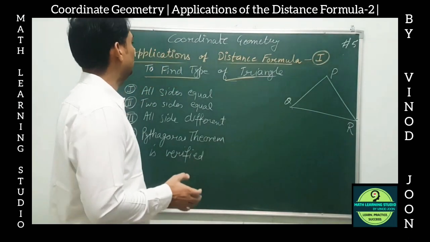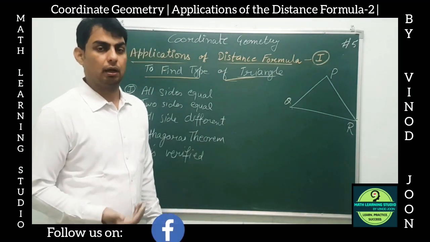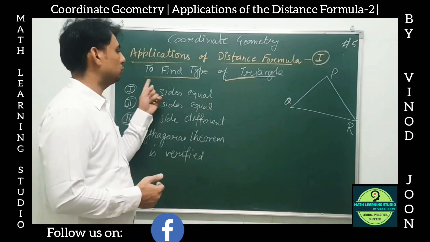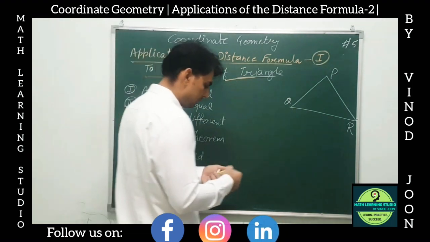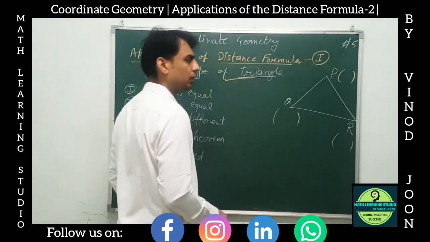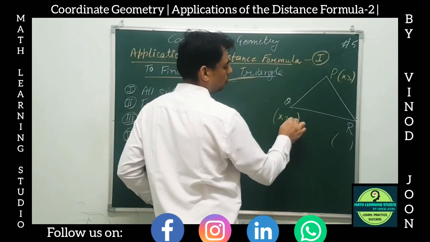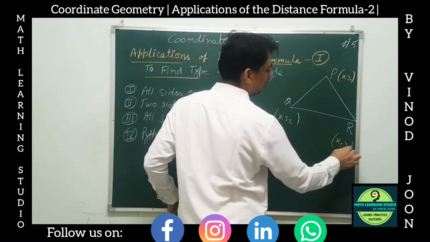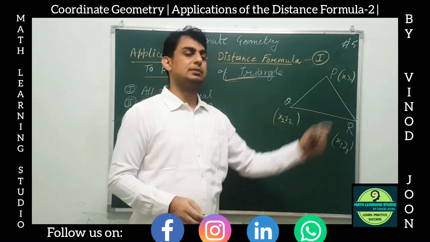Now we will take on the applications of distance formula in identifying the type of triangle. How do we apply that formula to find what type of triangle is a triangle whose three vertices, or the coordinates of three vertices, will be given? Okay, so we can again say it is x1 y1, it is x2 y2, and this will be x3 y3. Right? How do we identify what type of triangle is this?